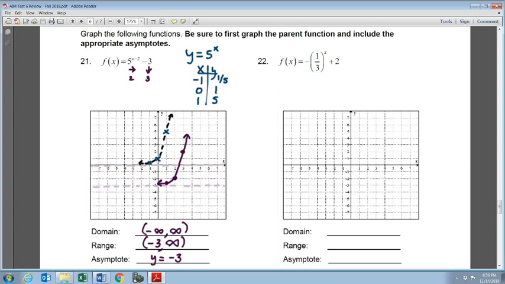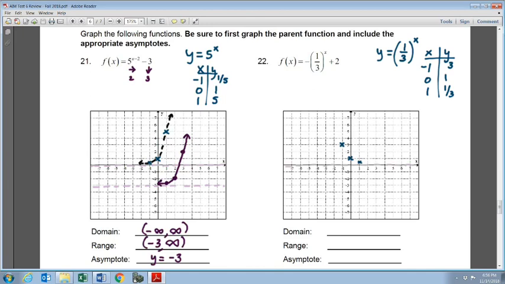All right, let's look at 22. So the parent function here is 1/3 to the x power. And so we'll do the same thing we did last time. 1/3 to the 1 power is 1/3. 1/3 to the 0 power is 1. And we know that this should be the reciprocal of the 1/3 there, so that's 3. Let's go ahead and plot these points and draw the asymptote.